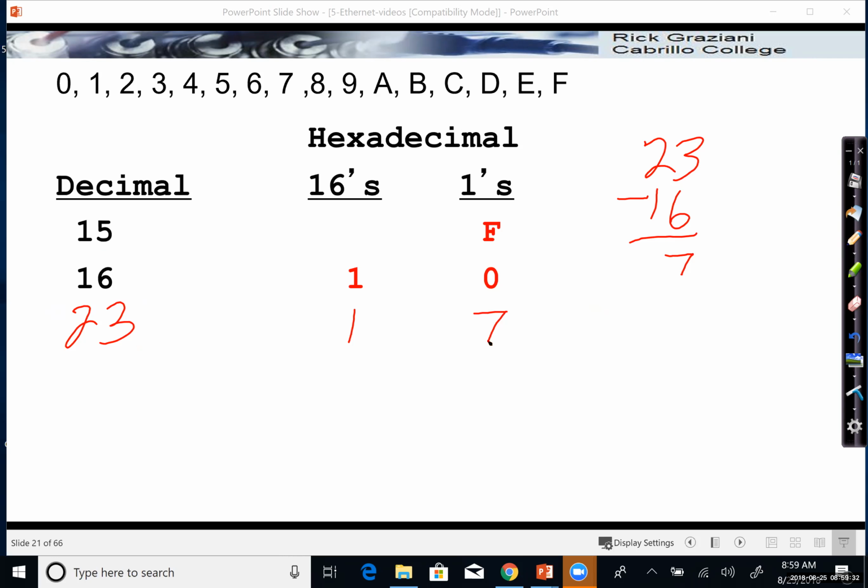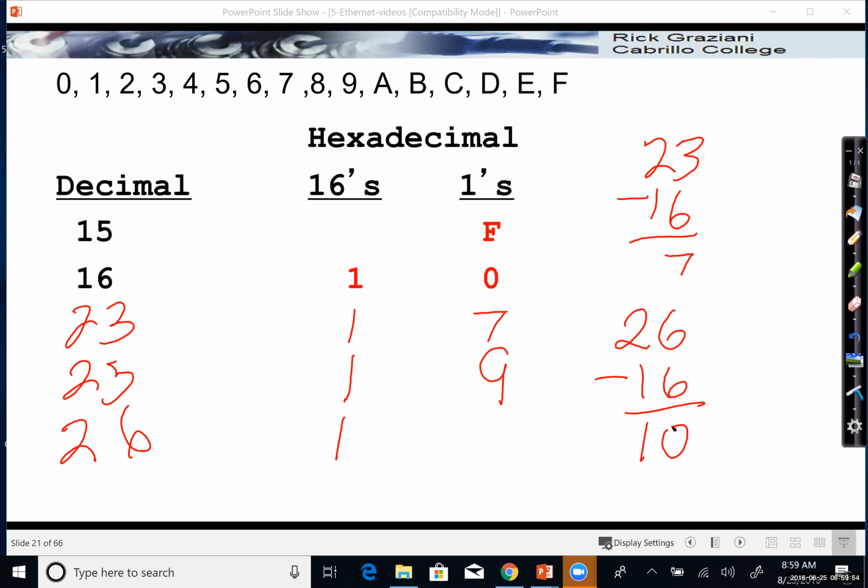Okay, how about 25? That would be 1/16 and 9 ones. Can you do 26 for me? Ooh, 26. Let's see, 26. Okay, so that'd be 1/16. Subtract the 16. 10 ones. What's 10 ones? Oh, yeah, A. 1A. 27 would be 1B.